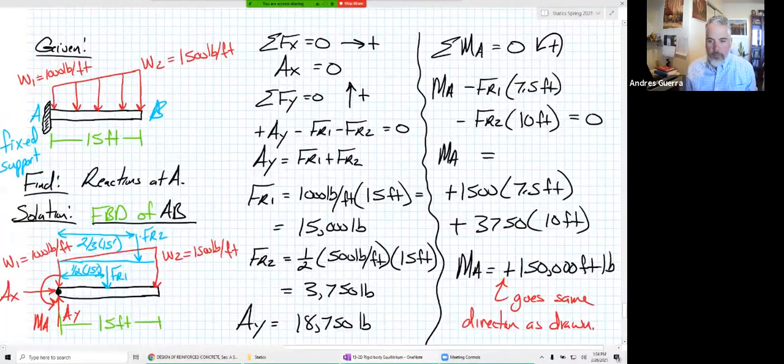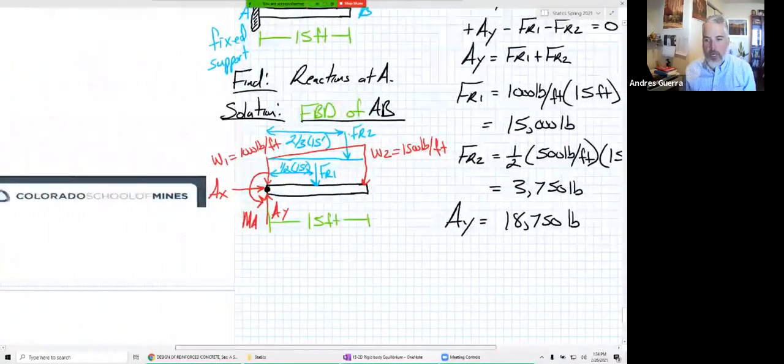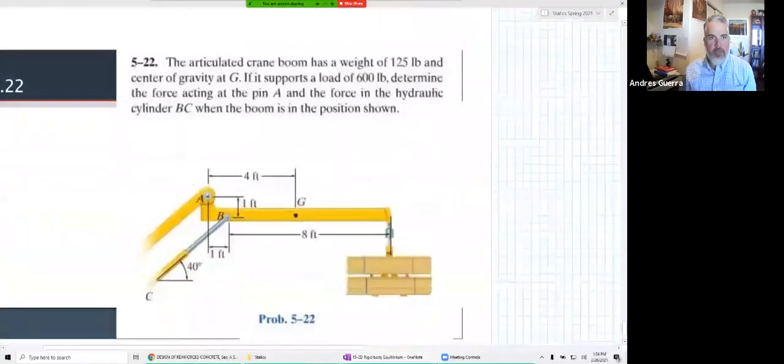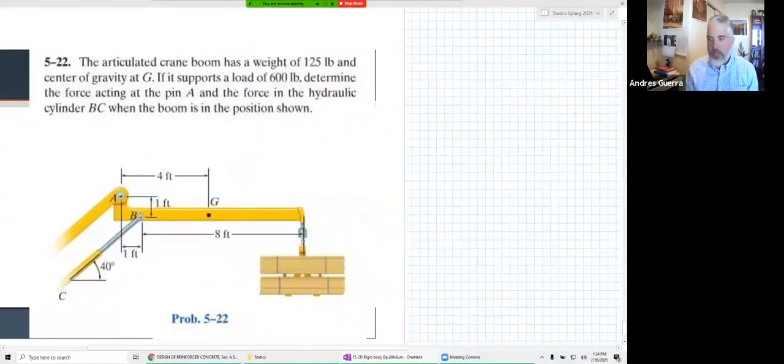Okay, let's go on to a problem with a little bit more going on now. So we have this articulated crane boom, and it has a weight of 125 pounds, a center of gravity at G. Oh, there we go. We've got a problem with the weight in it. I didn't even think about that when you asked that question. So nice segue. It supports a load of 600 pounds.